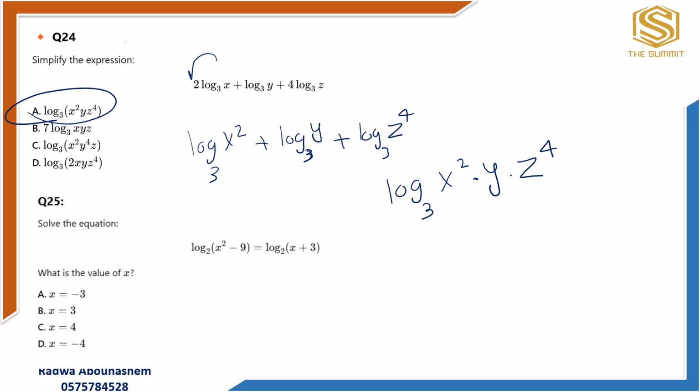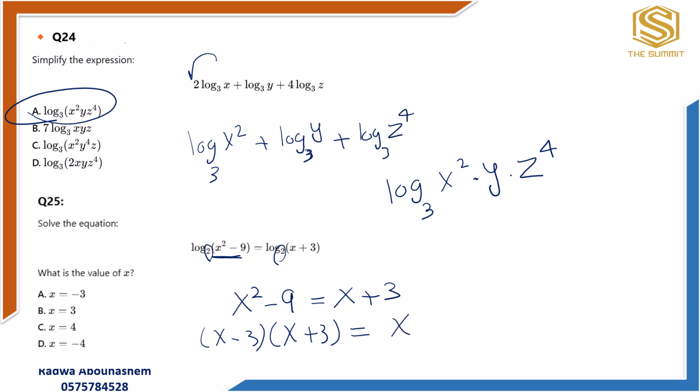Question 25, solve the equation. Let's solve. Now, if we have the same base, so this means that x power 2 minus 9 equal to x plus 3. Now, let's solve it. X power 2 minus 9 is just like x minus 3 times x plus 3, the difference between two squares. So if I divide by x plus 3, it cancels. So I am left with x minus 3 equal to 0. Sorry, equal to 1. So if I transpose, x equal to 4.